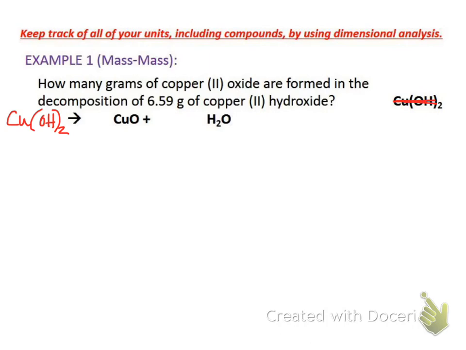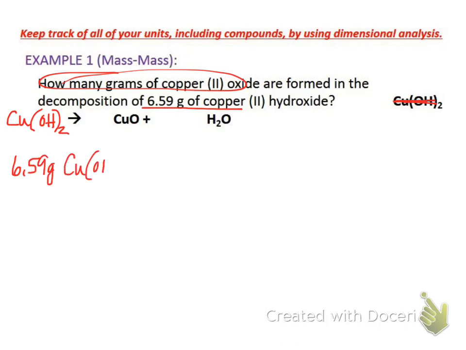First step, do I need to balance the equation? No, yay for us. So I'm going to start with what they gave us, and I'm looking for copper 2 oxide. So 6.59 grams of copper 2 hydroxide. Now remember, I said the way you go from what you have to what you want is the mole ratio. Okay, but I'm in grams here. Can I go straight to the mole ratio? No, I have to be in moles of copper 2 hydroxide. How do I convert grams to moles?